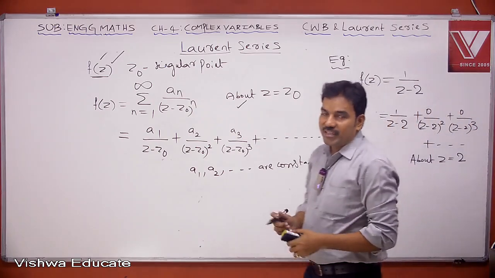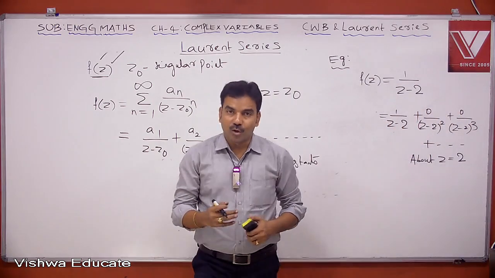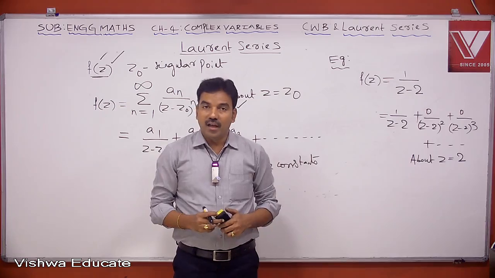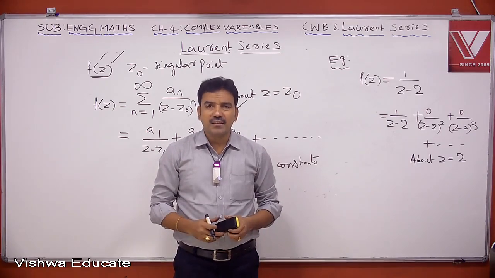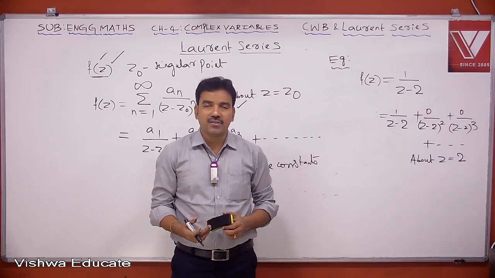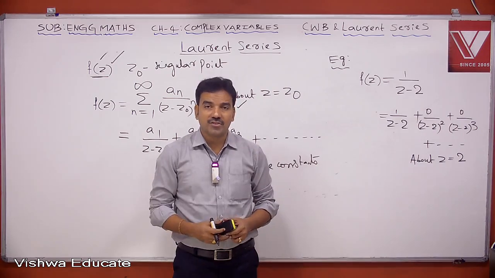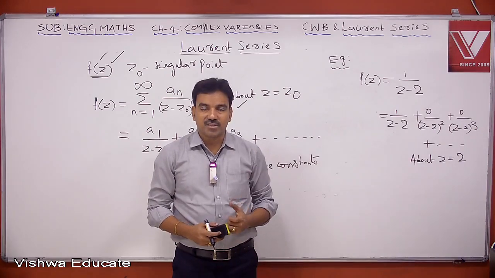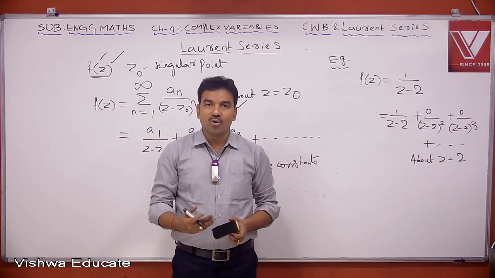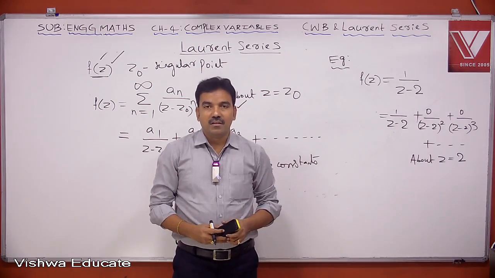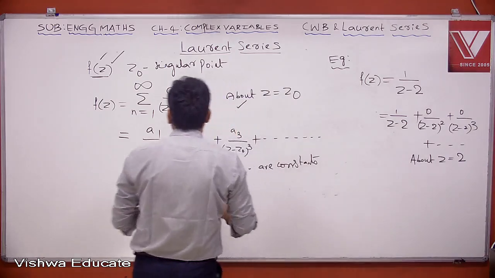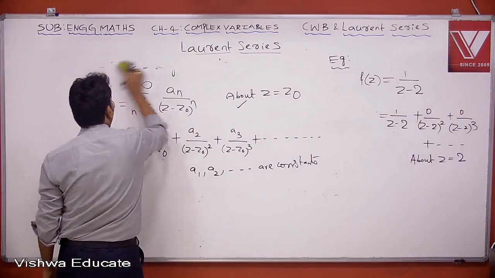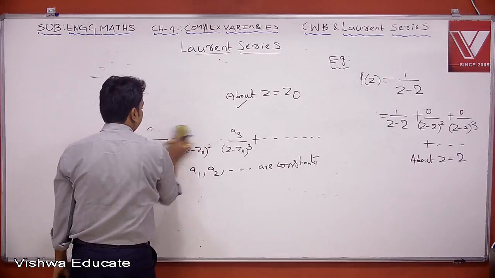Now we discuss three basic examples of Laurent series expansions. They are sin z, cos z and e power z. We have seen the series expansions of sin x, cos x and e power x. They are called Taylor series expansions and they will be turned to Laurent series expansions in case of complex variables. Let me tell you what are the series expansions of sin z, cos z and e power z.